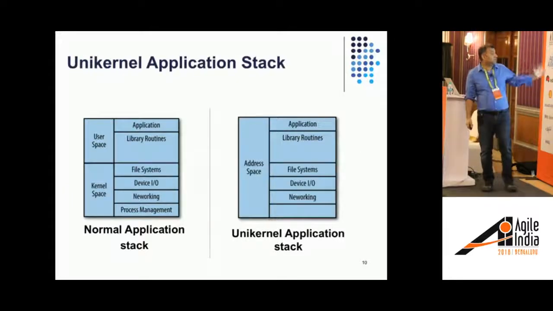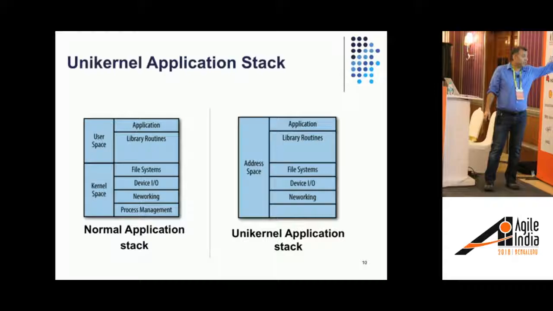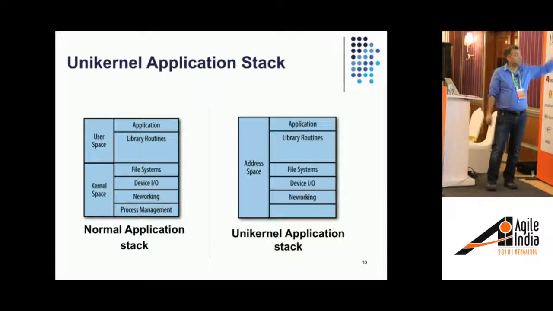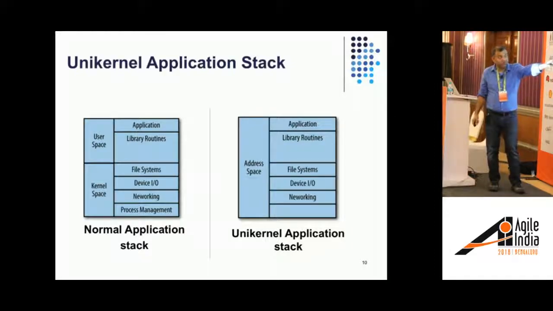So this is the traditional application stack. You have a kernel space and a user space. Your operating system, process management, and networking use the kernel space, and your application library routines use the user space. One of the performance problems with this is that you have to switch between kernel space and user space rapidly when you're running. What a unikernel does is fuse them together.